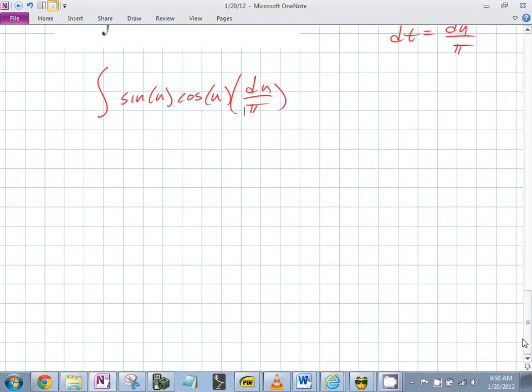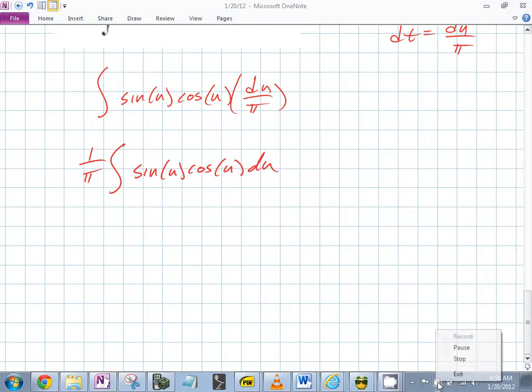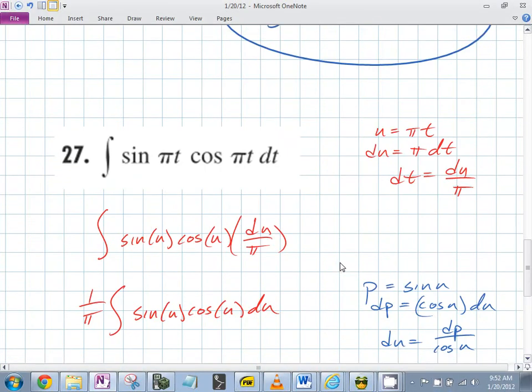So you end up with 1 over pi sine u cosine u du. What now? Again, this is not differentiation, it's integration. Could you do this as 1? Yeah, you could have just said u is equal to sine of pi t. And does it work really nicely? Yeah, because the cosine goes away.